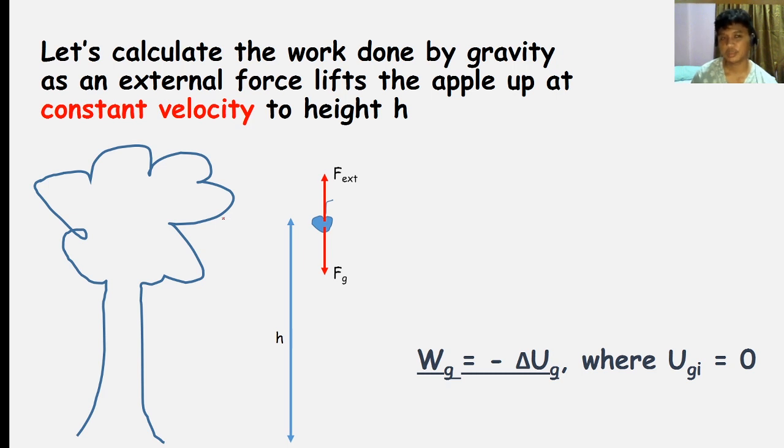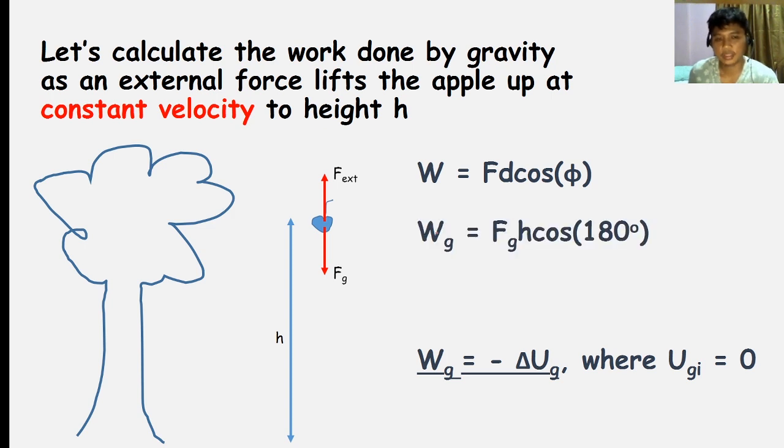We don't want to deal with changing kinetic energy because for this particular problem, we want only to deal with changes in potential energy, not changes in kinetic energy. So that's the reason why we want to keep the external force equal in magnitude to the gravitational force. And now we calculate the work done by the gravitational force, and the formula is Fd cosine phi.